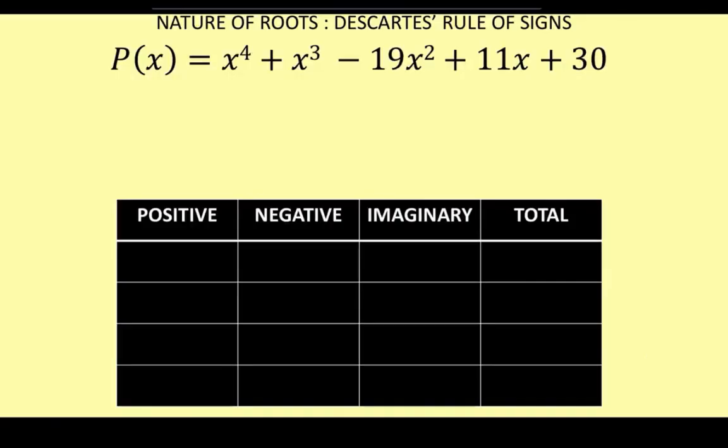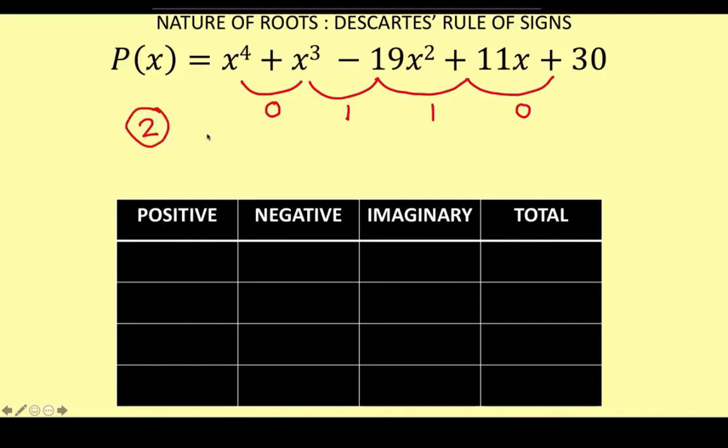Let me demonstrate the meaning of Descartes' rule of sign using our problem. Let's count the number of sign changes in our given polynomial. So here you have positive x to the fourth going to positive x to the third. There is no sign change. So there is zero sign change here. From positive to negative, there is one sign change. From negative to positive, so we have a total of 2 sign changes.